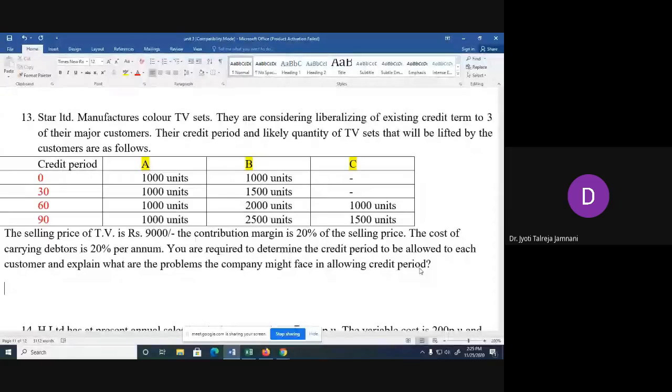So even if you are increasing the credit period and you are telling him he can pay later, he is not willing to increase his quantity demanded. He is buying 1000 units only. You give 0 credit, you take cash, or you give 90 days credit, it doesn't matter. I want 1000 units, I will buy. So in that case, would you like to give credit to customer A, or is it okay if we don't give him credit period because he is ready to pay cash also and buy those 1000 TV sets?